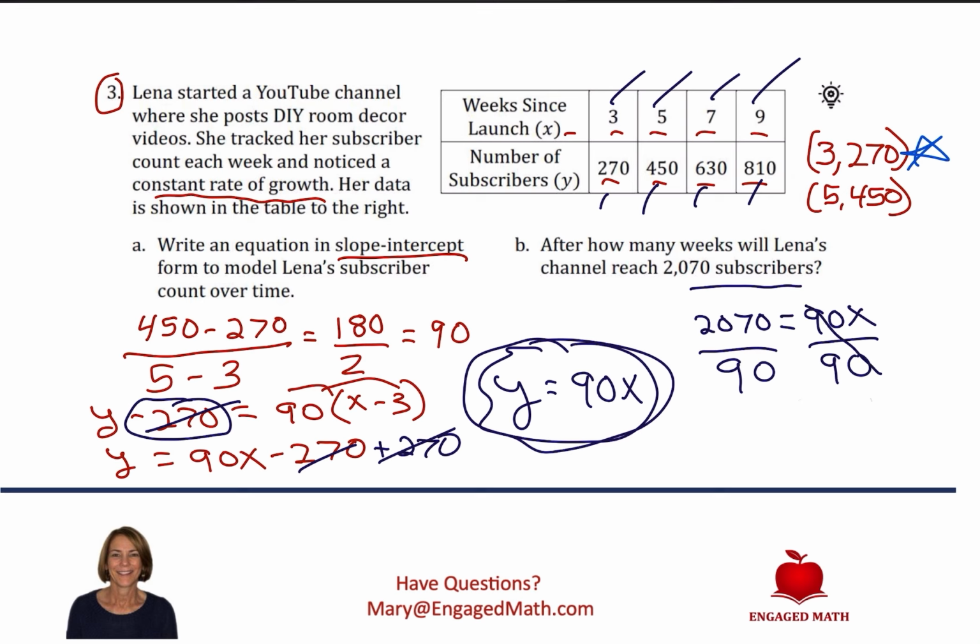The 90s cancel, and one thing you can do is say, okay, the zeros can cancel because you're basically dividing the numerator and the denominator by 10. And then it's really 9 goes into 207, a little bit of thinking back to your long division from a while ago, but 9 goes into 20 twice, and then there's 2 left over, and then 9 goes into 27, just like that, 3 times. So with a little bit of work, you can get that x is equal to 23, meaning after 23 weeks, we have 2,070 subscribers.